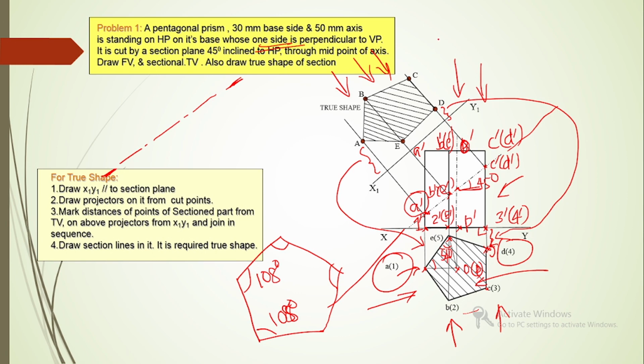Then finally we will get the true shape, and that true shape must be hatched by the section lines in such a way that the section lines must be inclined 45 degree with the corresponding XY line. That means here that XY line is x1 y1. This angle must be equal to 45 degree. And we must use capital letters to represent the true shape of the sectioned portion.